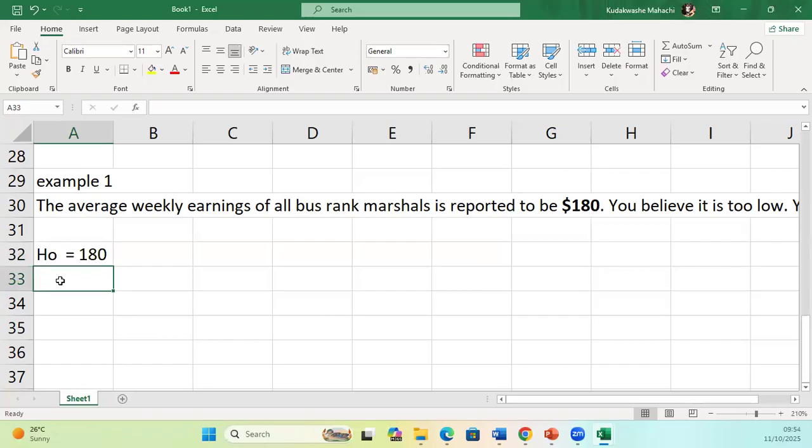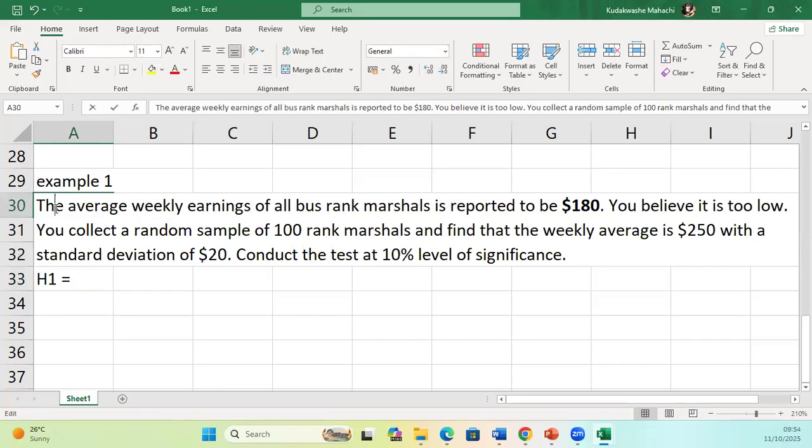Then H1 is the alternative hypothesis. Let's read the question and see what it is saying. You believe it is too low. You collect a random sample of 100 marshals and find that the weekly average is 250 with a standard deviation of 20. Conduct a test at a 10% level of significance. They will not say this is H1. In some cases, they will give you, but in some cases, they will not say so. Your belief, your claim, your assumption is the H1. Because you want to test, you believe it's too low, so you believe it's supposed to be higher.